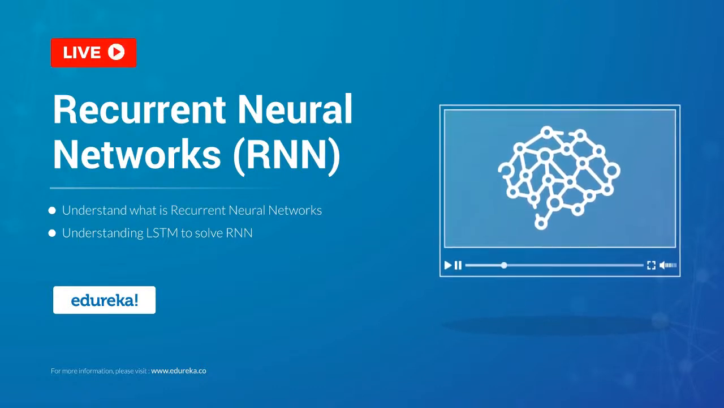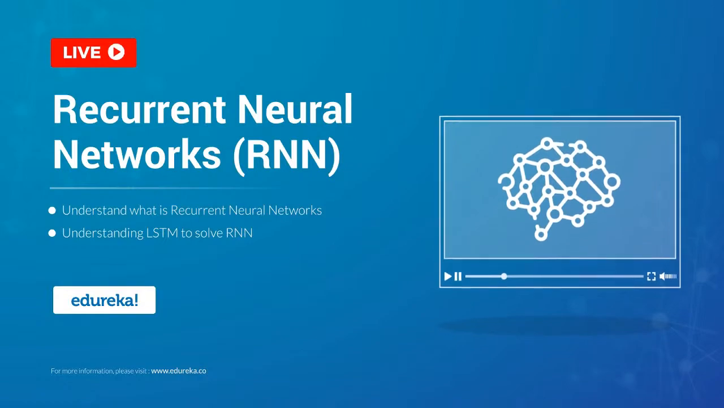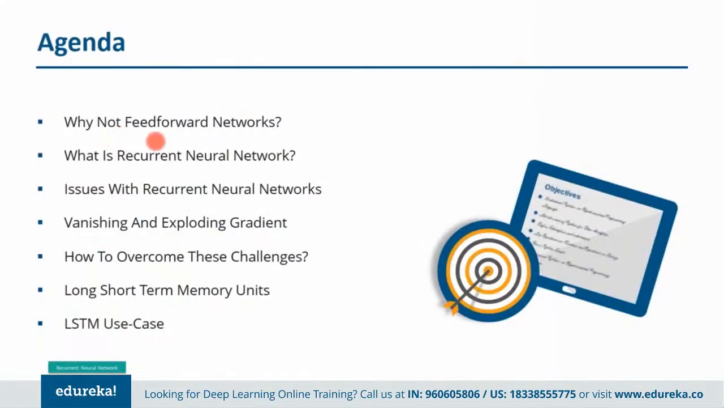So without any further ado, let us move forward and have a look at the agenda for today. We'll begin by understanding why we can't use feed-forward networks for various problems. We'll focus on various issues with feed-forward networks. After that, we'll understand how recurrent neural networks solve those issues, and how exactly it works. Then we'll focus on various issues with recurrent neural networks, namely vanishing and exploding gradient. After that, we'll understand how LSTMs, that is long short-term memory units, solve this problem. And finally, we'll be looking at an LSTM use case.